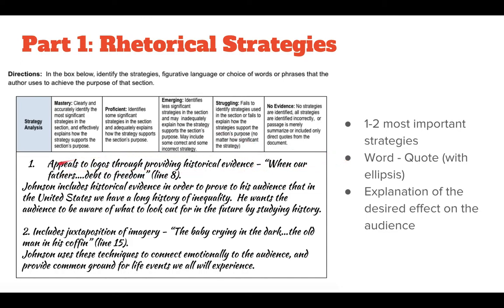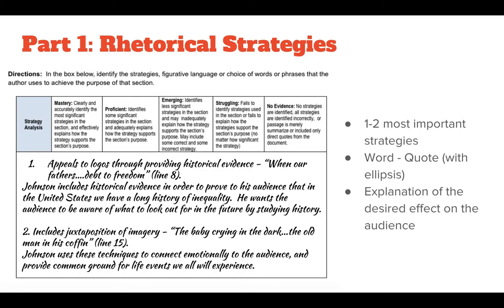Provide the word or phrase that indicates what the strategy is. Then include the quote, but include ellipses. You don't have to write the full quote out. I'd say like the first 3 or 4 words, an ellipsis, and the last 3 or 4 words, including the line number. And then you explain the effect that the quote has on the audience, or that the strategy has on the audience. So here, the author appeals to logos through providing historical evidence. "When Our Father's Debt to Freedom," line 8, Johnson includes historical evidence in order to prove to his audience that in the United States we have a long history of inequality. He wants the audience to be aware of what to look for in the future by studying history.